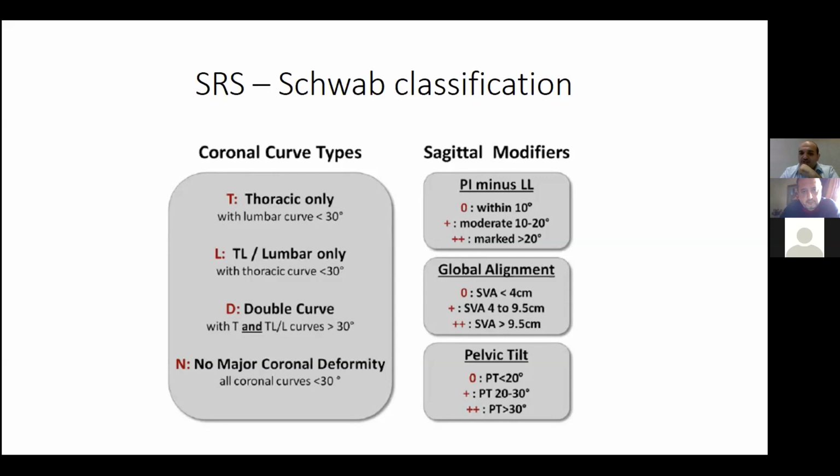And most of the surgeries are indicated, plus to go for surgery, even for the global alignment and SVA that we just talked about. SVA, if it is less than 4 centimeters, we can still call it normal. But if it is 4 to 9.5, this is plus, and more than 9.5 is double plus. And he also looked at the pelvic tilt as a compensatory mechanism.